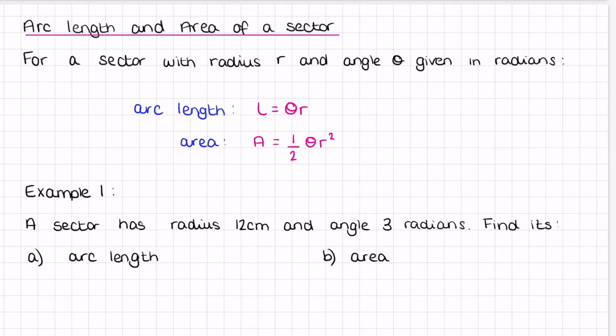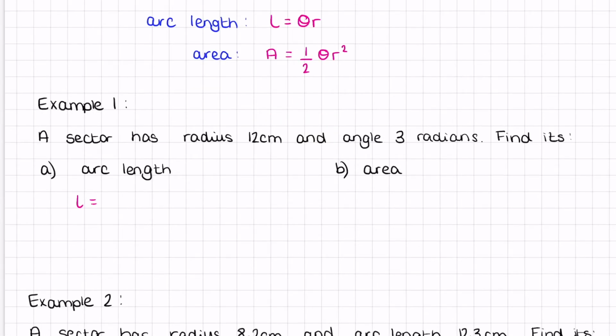Example 1, a sector has radius 12 centimeters and angle 3 radians. Find its arc length. So the length equals the angle times r, which would be 3 times 12, which is 36 centimeters. So the arc length is 36 centimeters. Now the area equals a half times theta, which is 3, multiplied by r squared, which would be 12 squared. Calculate this, and you'll get an answer of 216 centimeters squared.